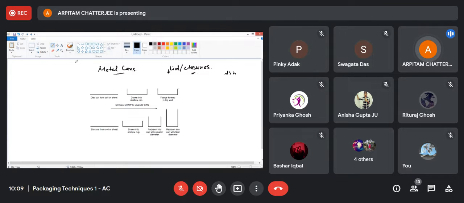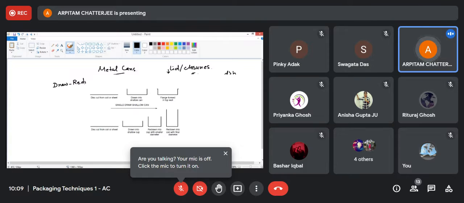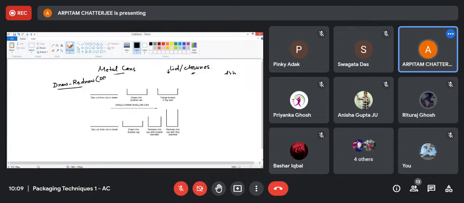Okay, this is the process of draw, redraw can manufacturing. Please draw this diagram, then I am telling it. So this is draw, redraw can making process. In short, we call it DRD. Please draw this process steps, and then I am telling.